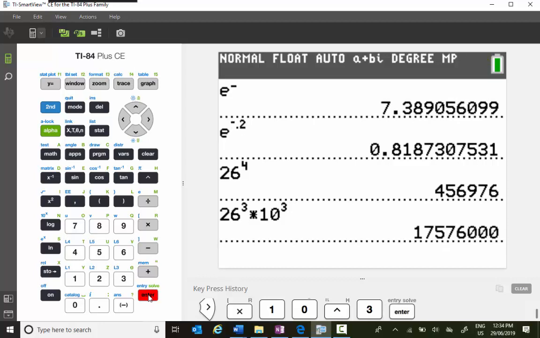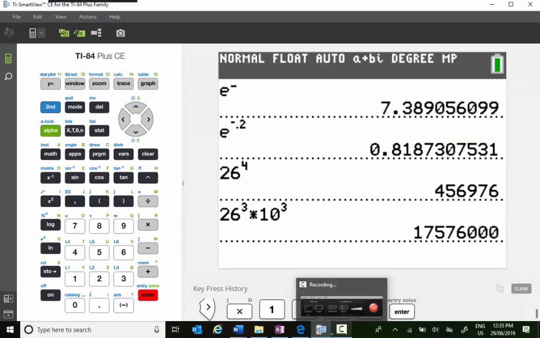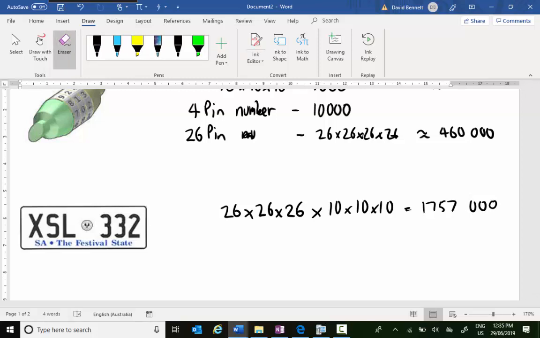That's going to give us 17 million possible car combinations, so 17 million car combinations. I think there was another 0 in there, wasn't there? So that's a lot of combinations. When we start looking at that, it means we could have 17 million cars on the road.